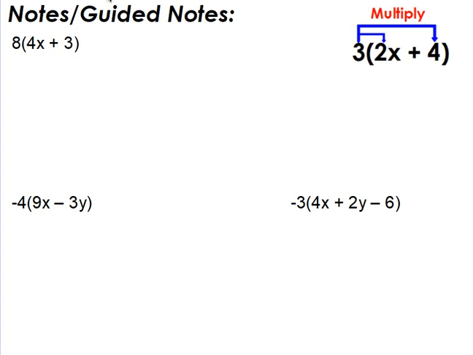Well, what we're going to ask ourselves is, is there anything for me to do inside of these parentheses? Can I combine 2x and 4? And the answer is no. Those are not like terms. So I cannot do 2x plus 4 equals 6x or 2x plus 4 equals 6. I'm not allowed to do that.